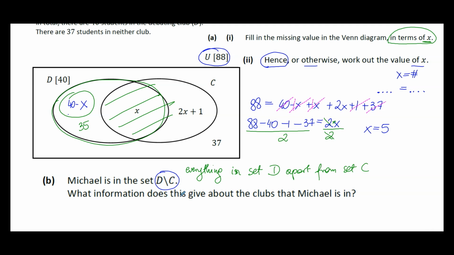So what information does this give about the clubs that Michael is in? So Michael is here. What does that mean? That he's in the club that has 35 students, and those 35 students do not belong to the chess club. They only do debating club. That's what it means.